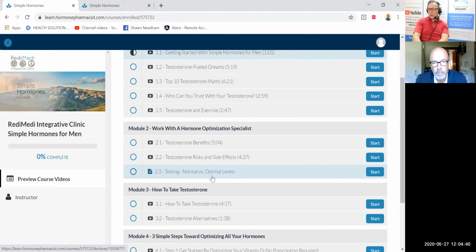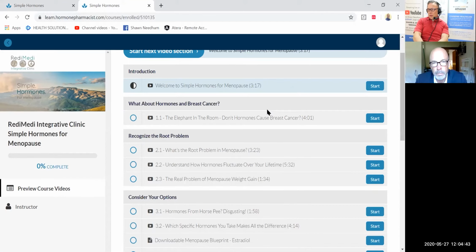Same thing with going to the menopause one. If you look at some of these, the root problem of menopause, we talk constantly to our patients about fixing problems versus treating symptoms. Hot flashes are just a symptom of deficient hormones. So fix the hormones and you fix a lot of other problems. There's some other things in there. I like the one, if you remember from the presentation a month ago when I talked about Premarin, there's a little video on there about Premarin, and it says hormones from horse pee, disgusting.